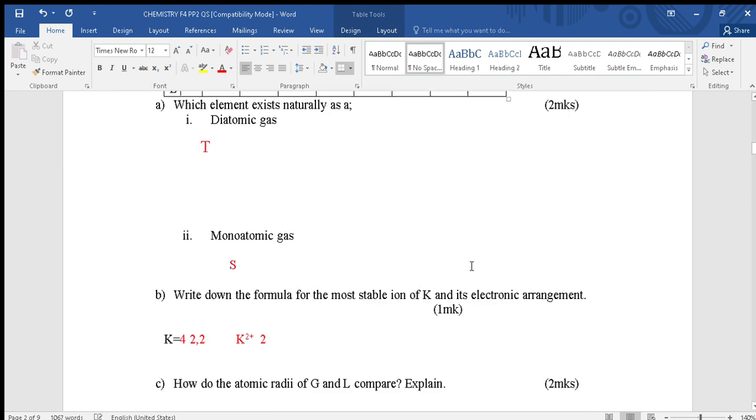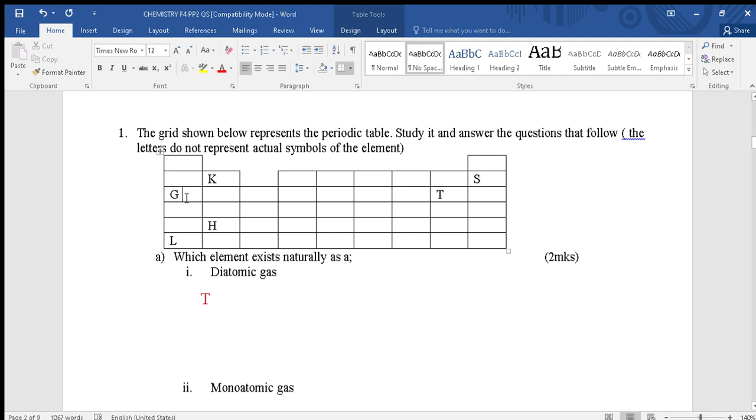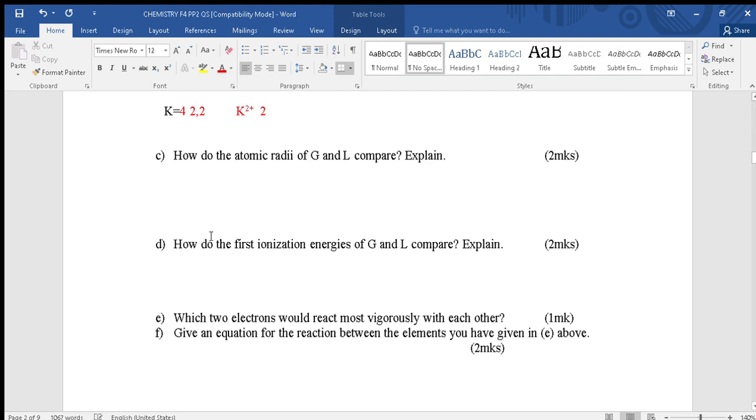So if you're told to compare the atomic radius of G and L, you look at the G and L. As I've said, as you go down the group, the number of energy levels is increasing. That means L has a larger atomic radius than G. Okay? So you'll come here and say L has a larger atomic radius than G.